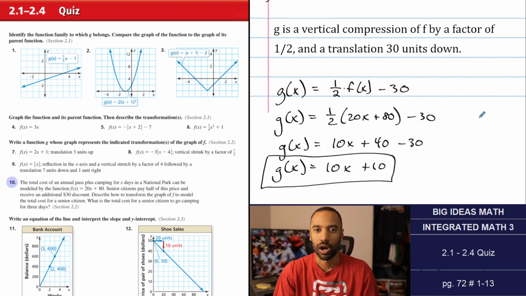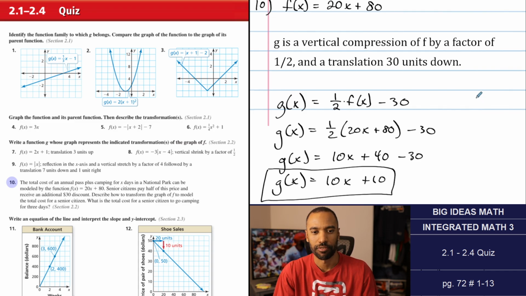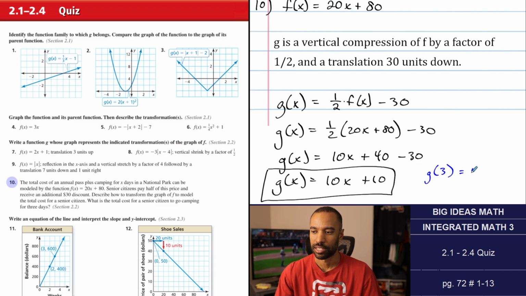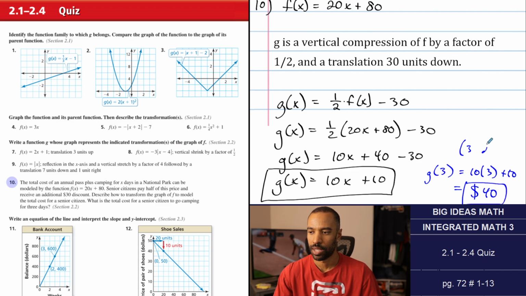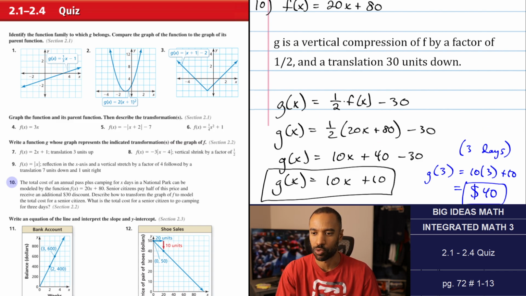Okay, now we are also going to find the cost for a senior citizen to go camping for 3 days. That's where we're going to do g of 3. That's 10 times 3 plus 10, which is 30 plus 10, or $40. $40 for 3 days. So we use that function, we substitute that in, and that's what we should get from there.